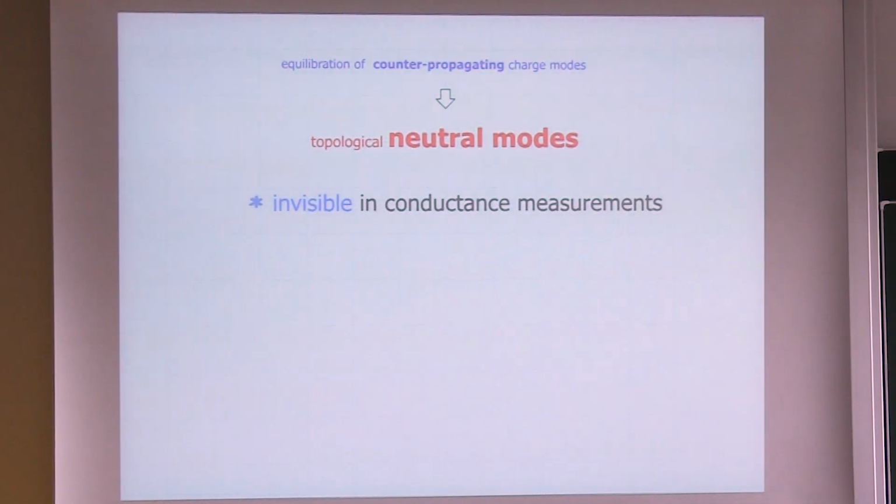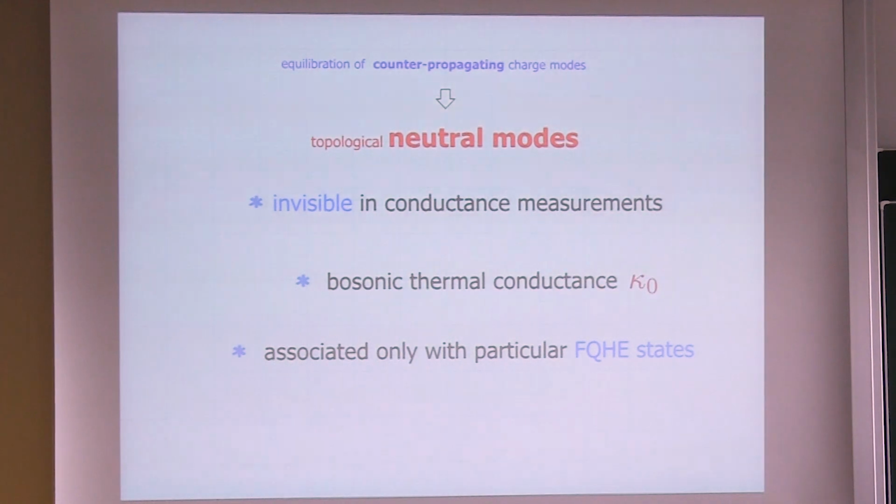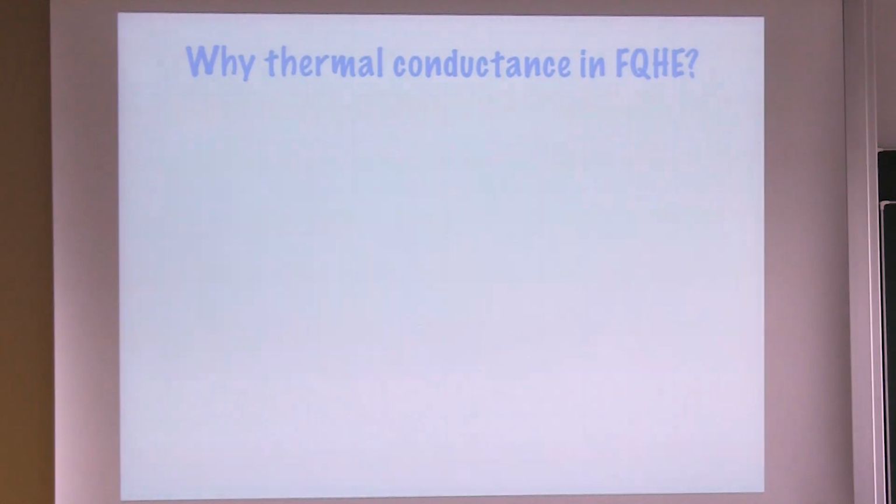Okay. So they are invisible to conductance measurements, so I cannot deal with them in my regular measurements. They are bosonic. They have a bosonic thermal conductance, which tells me that they should be as good as electrons, which is 1 unit of kappa naught T. And they are associated only with particular fractional quantum Hall states, not all states, because I'm claiming they are topological. Basically, these hole-conjugate states, which are between 1 and 1/2, have them, because they are hole-conjugate states.